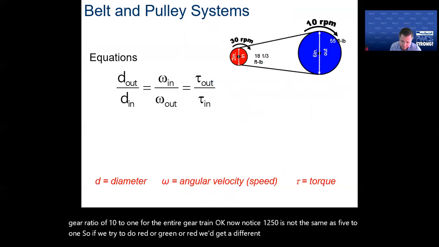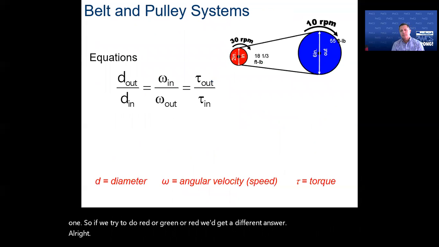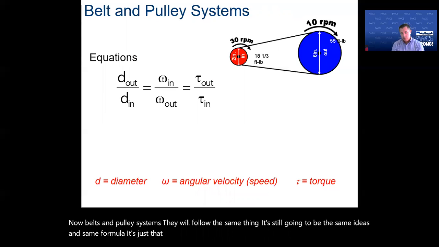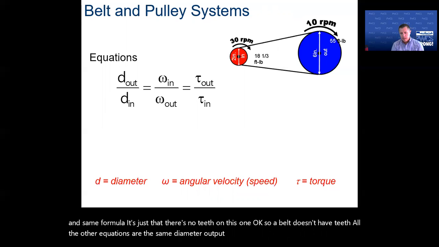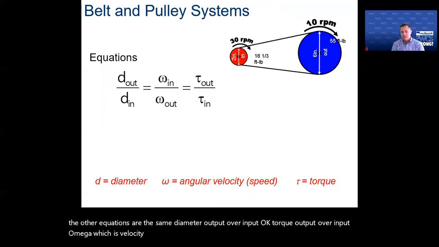All right. Now, belts and pulley systems will follow the same thing. It's still going to be the same ideas and same formula. It's just that there's no teeth on this one. So a belt doesn't have teeth. All the other equations are the same. Diameter, output over input. Torque, output over input. Omega, which is velocity, RPMs, again, is the one that's flipped, input over output. So do that calculation now.